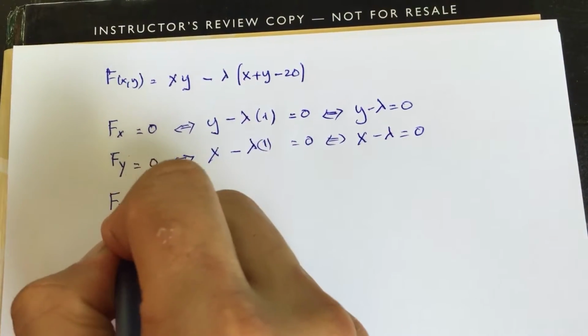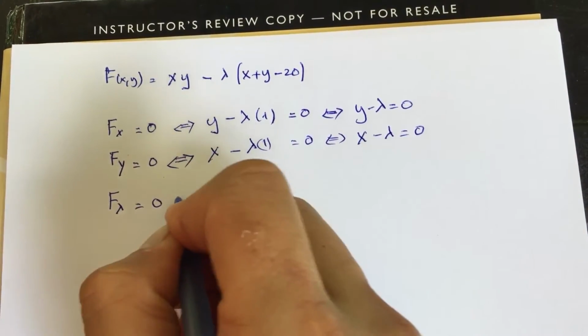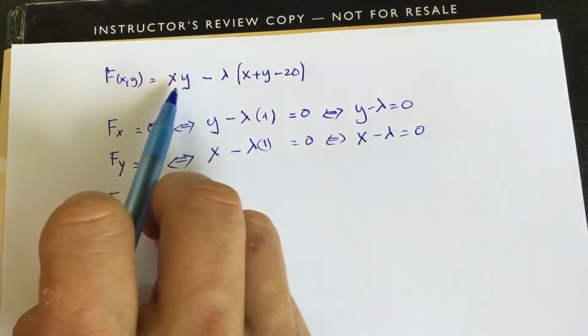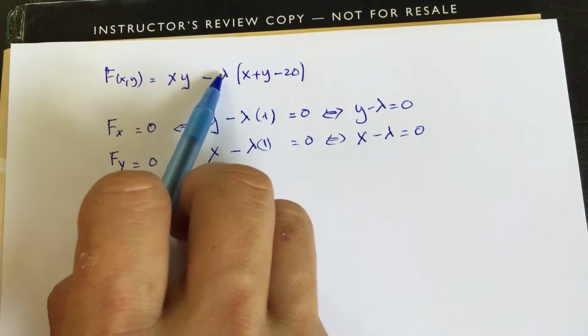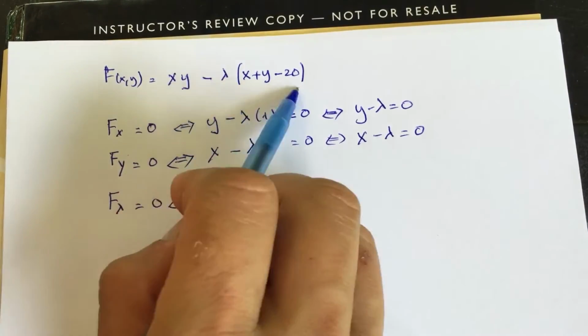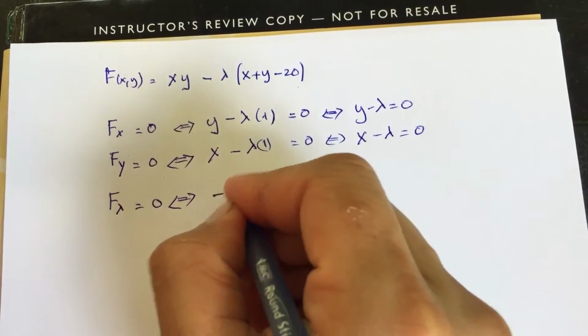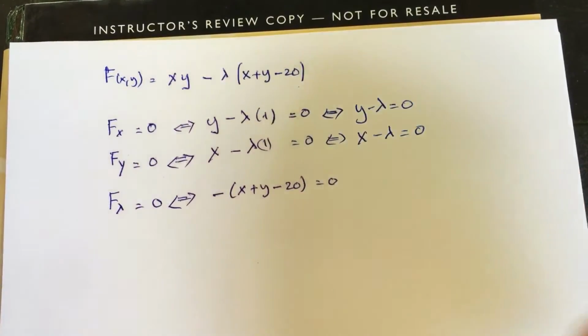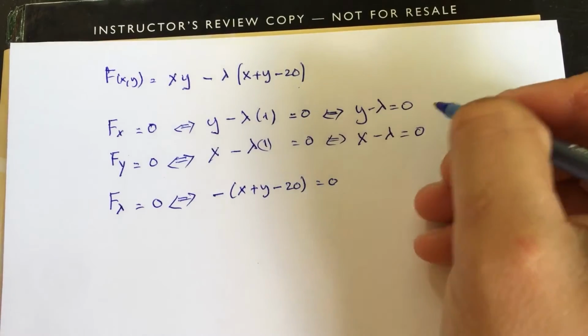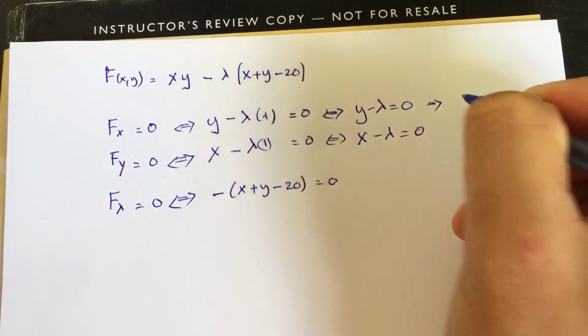So what is f sub lambda? F sub lambda equal to 0 is equivalent to saying, if I take the derivative with respect to lambda, this first term is 0. With lambda, this is a constant, so I'm left with this constant with the minus. So this is minus (x plus y minus 20) equal to 0. Now, the nice thing about this is we can solve for lambda here.